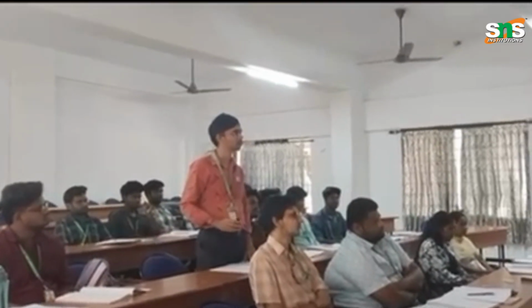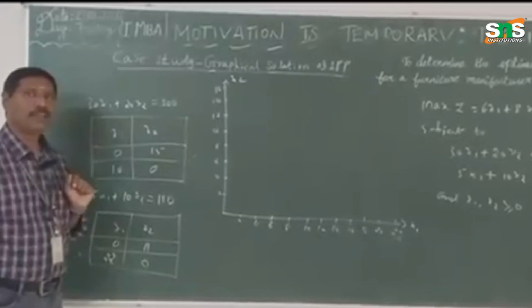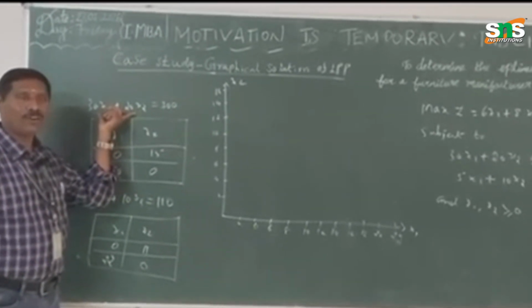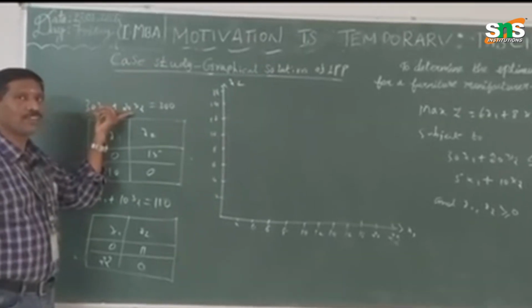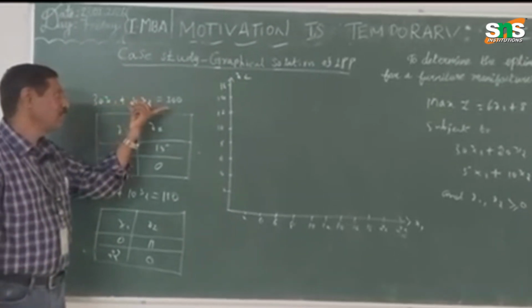Yes, good. Like that we find the coordinates. Correct, yes, he is correct. So we find the x1 and x2 values for the corner points. From the first equation, we have the inequality, and we convert this inequality into an equality.